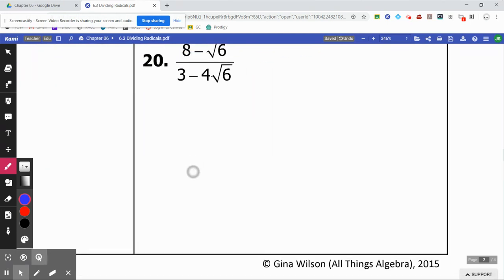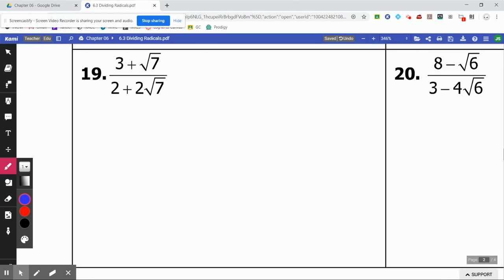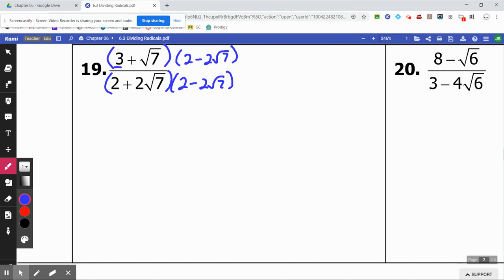Number 19. Your conjugate would be 2 minus 2 root 7. So multiply top and bottom by that. Since the top is also a binomial, make sure you FOIL it. So on top, multiply both by 3. 3 times 2 is 6, and 3 times negative 2 root 7 is negative 6 root 7.